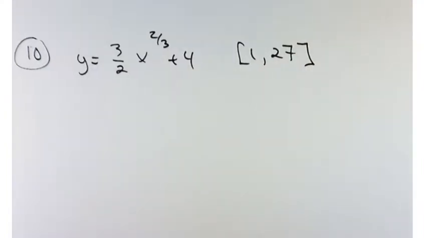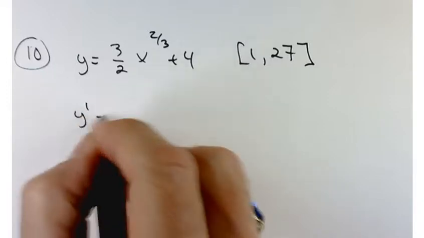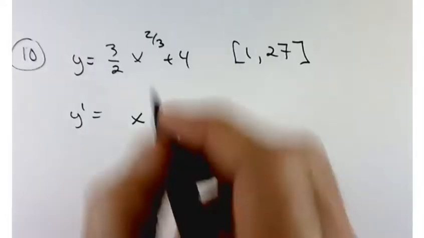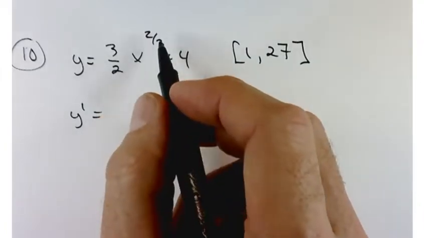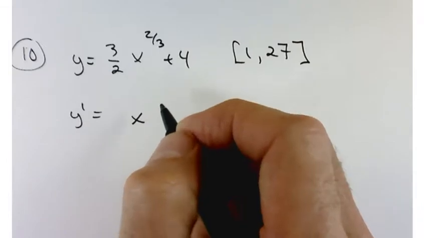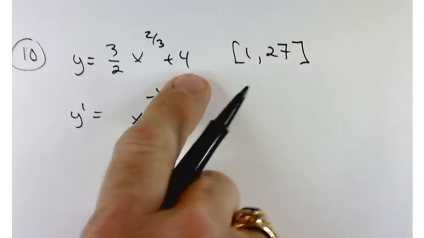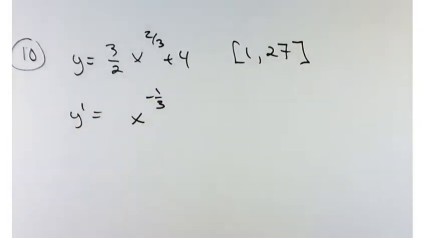The first thing we're going to need is the derivative here. So y prime. y prime works out pretty nice. What is y prime on this one? All right, well, this and this are going to multiply. What happens when you multiply 3/2 times 2/3? Cancels. You're going to get 1. And then if you subtract 1 from the exponent, you get negative 1/3. What's the derivative of a constant? 0. So there's your derivative: x to the negative 1/3.